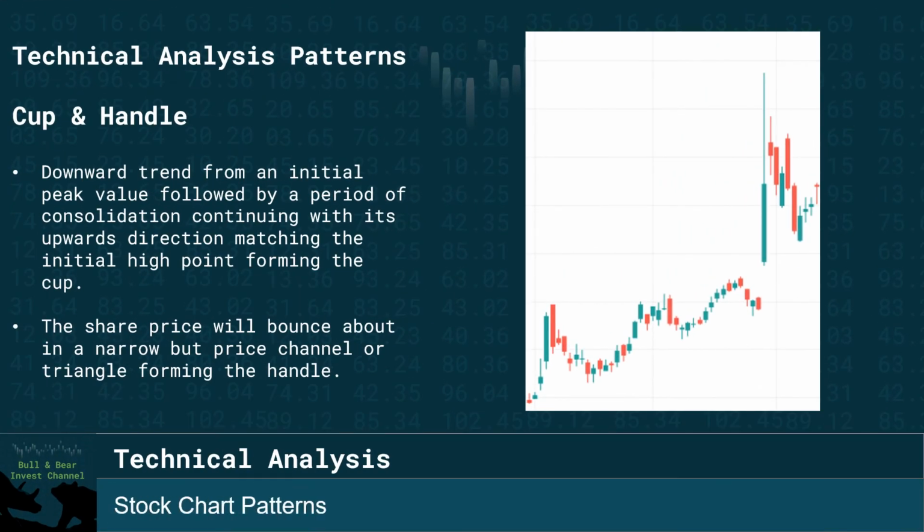The cup and handle pattern is a downward trend from an initial peak value followed by a period of consolidation before it continues with its upward direction matching the initial high point, forming the cup. The share price is then expected to bounce about in a narrow but stable price channel or a triangle, forming the handle of the cup.